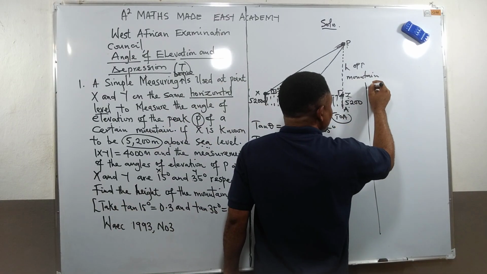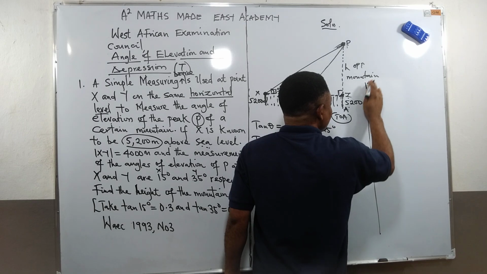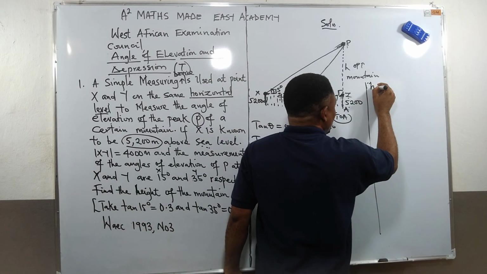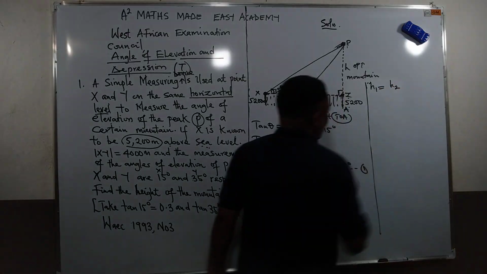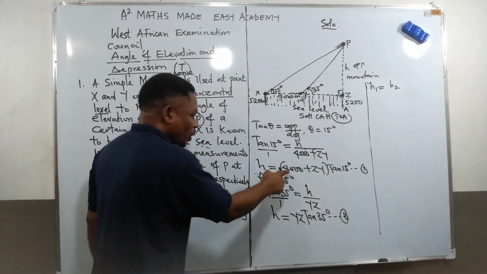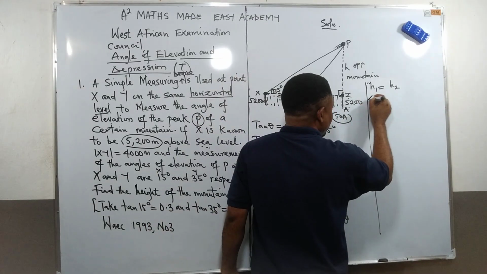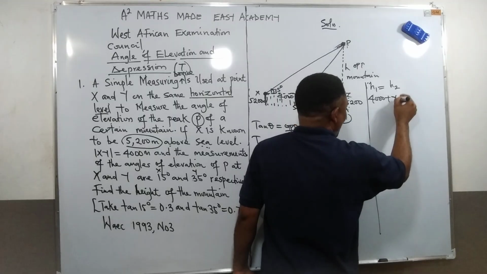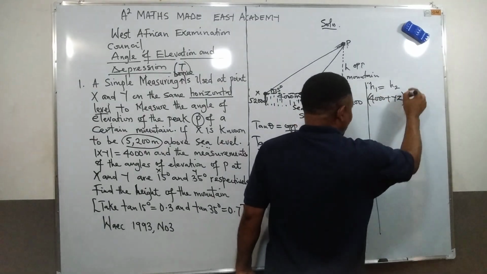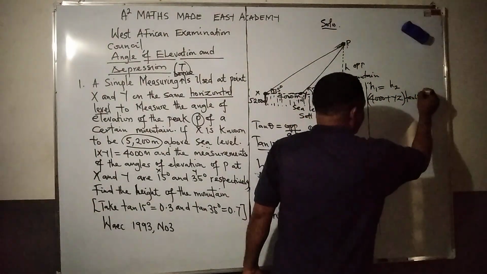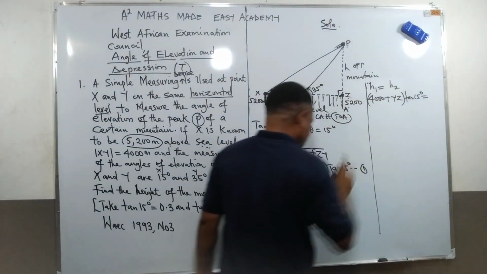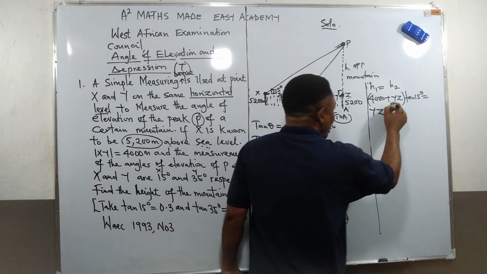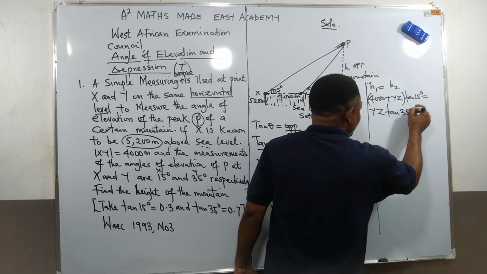I can now say the height in equation 1 is equal to the height in equation 2. Are you with me? Then let's substitute. Equation 1 is 4,000 plus yz, then close the bracket, tan 15 degrees, is now equal to h2. What is h2? h2 is yz tan 35 degrees.